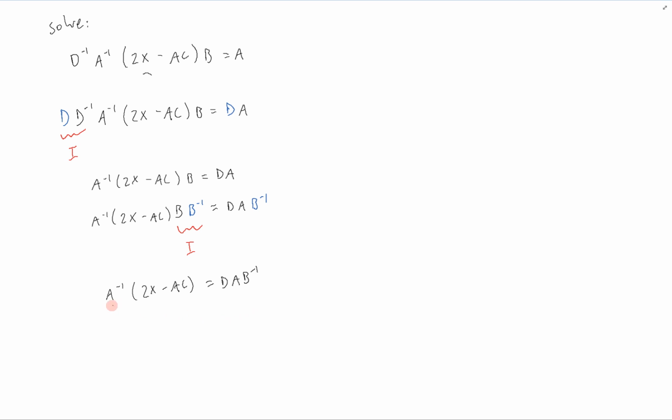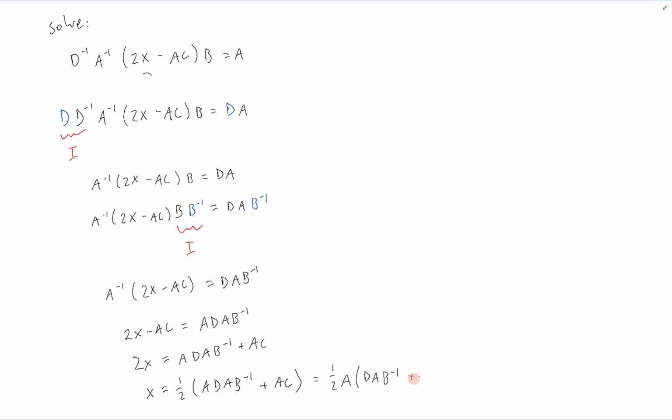Proceeding in the same way, we're going to left multiply by A to get 2x minus AC is equal to ADAB inverse. 2x is equal to, we can just add this to here, and that's going to be ADAB inverse plus AC, and finally we can divide by the scalar 2 to get 1 half times the quantity ADAB inverse plus AC. And if we want, we can also factor out an A to get 1 half A times (DAB inverse plus C).